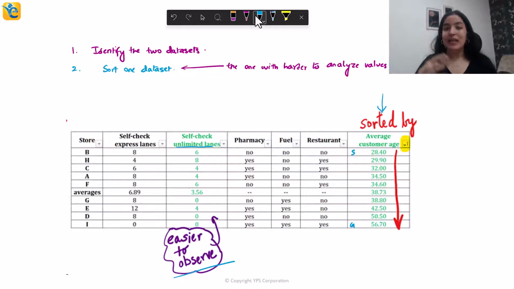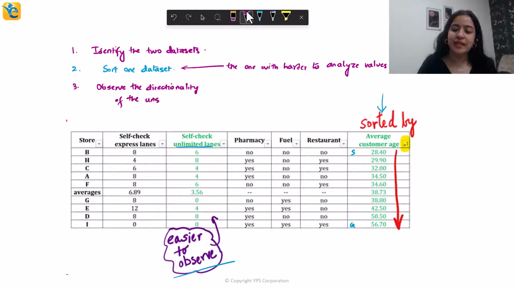Now, what is the next step? The next step is to observe the directionality of the other data set, the unsorted one. Again, we made all of these decisions, and I'm repeating so that this observation is easier on the unsorted data set.